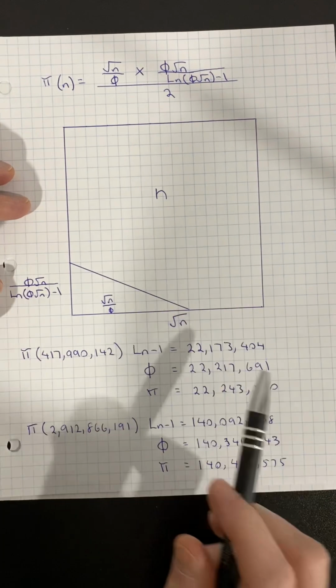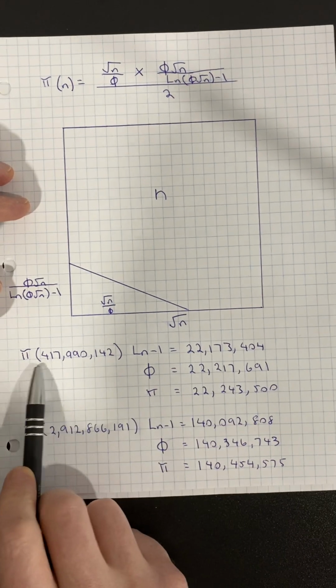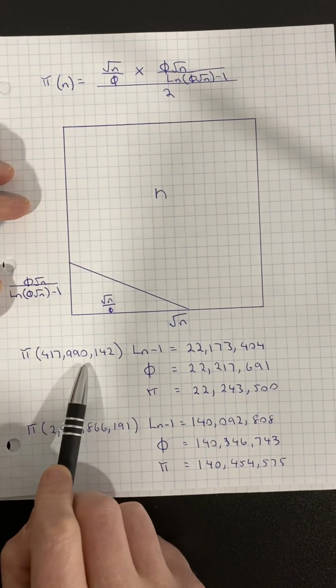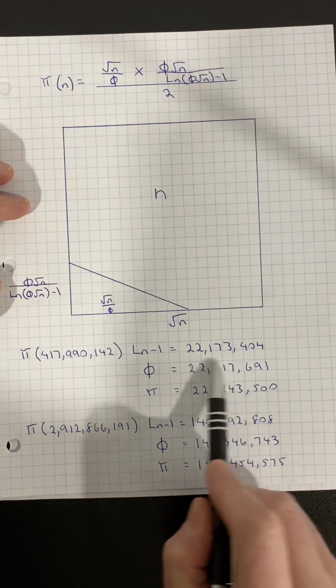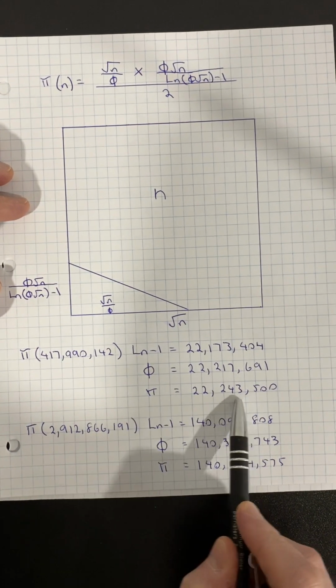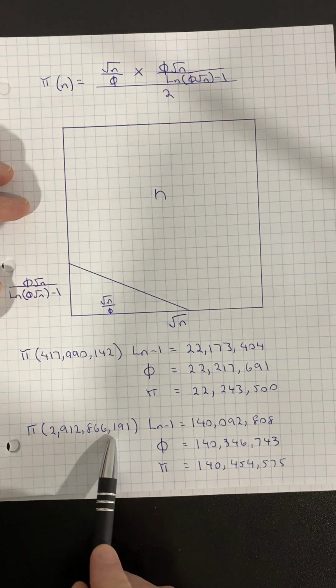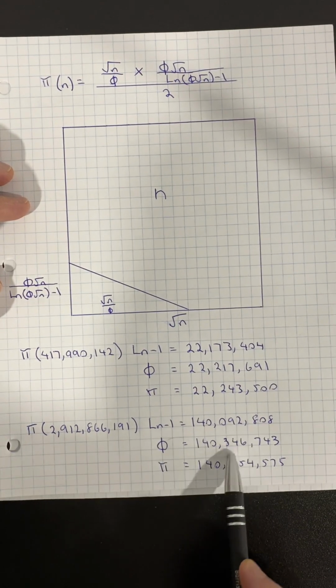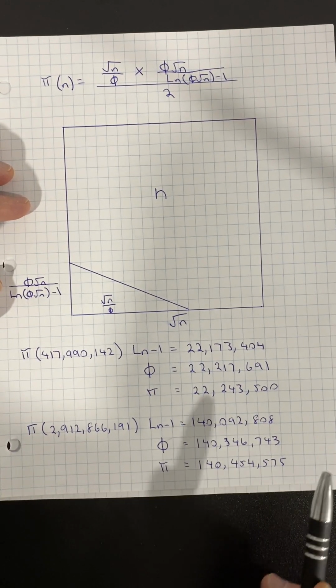this n. And here are some examples for you. So if we make n this value, ln minus 1 gives you that. If you add the golden ratio, it bumps it up to that, and there's the real answer. Here's a higher example for you. As you can see, it's actually getting better and better as we go.